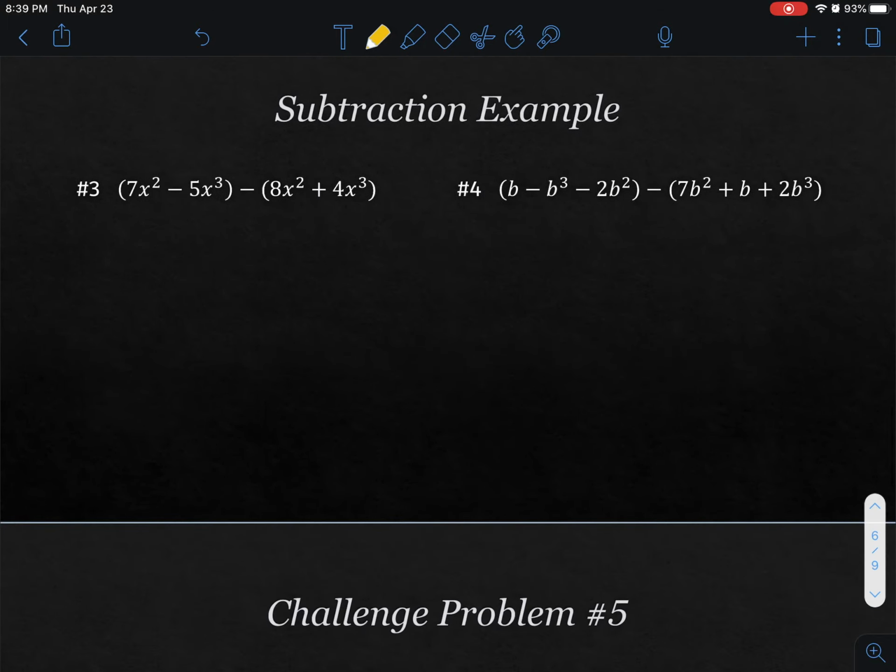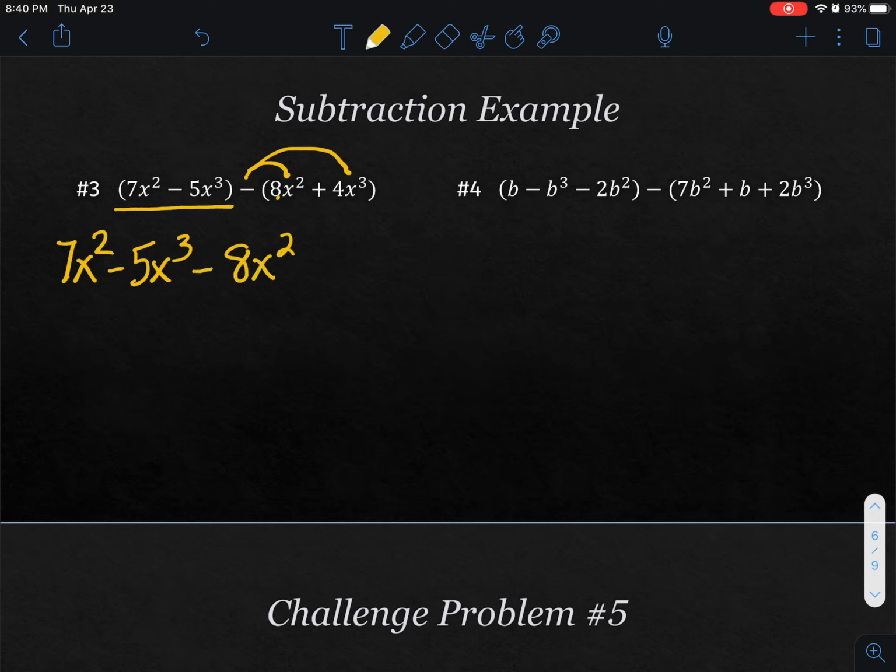Alright, so for the first example, the first polynomial here is going to stay exactly the same. So 7x squared minus 5x cubed. And then we're going to distribute this negative to everything inside. So negative 1 times 8x squared would make that negative 8x squared. And negative 1 times 4x cubed would make that negative 4x cubed.